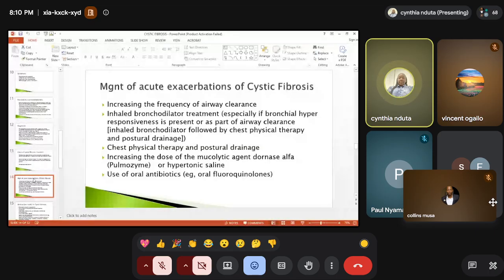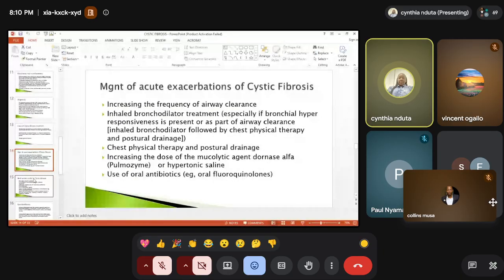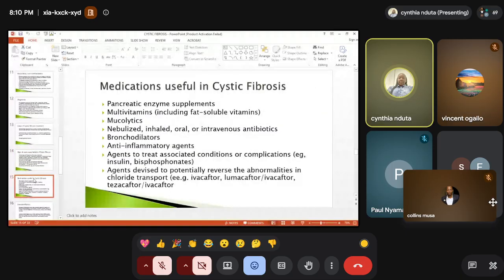So again, in an exacerbation, you might need to consider the dose of the mucolytic agent. Why do we need a mucolytic agent? Because the secretions are so viscous, so heavy. So if you add a mucolytic agent, then you're able to break down the mucus. Also, remember what we said about infections. You might actually require antibiotics. So, what medications do we use? We need pancreatic enzyme supplements.